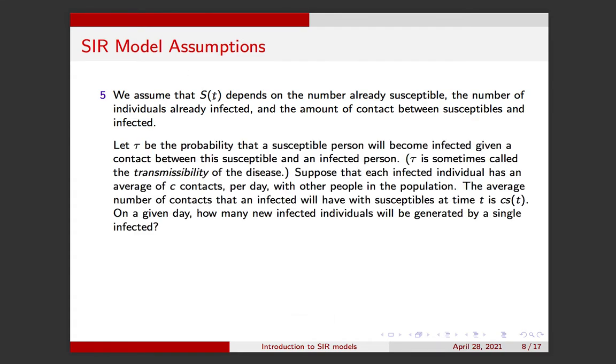So let tau be the probability that a susceptible person becomes infected given a contact between the susceptible person and an infected person. Tau is sometimes called transmissibility. Suppose each infected individual has an average of C contacts per day with other people in the population. Then I claim the average number of contacts that an infected will have with susceptibles on a given day is given by this number here: the number of contacts times the proportion of the population that is susceptible. So you could ask, on a given day, how many new infected individuals will a single sick person generate?